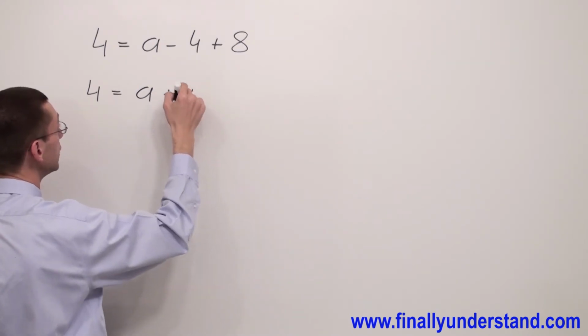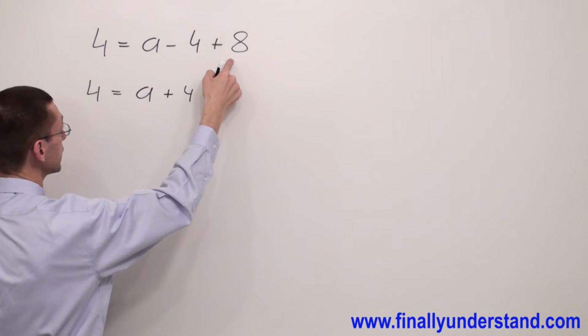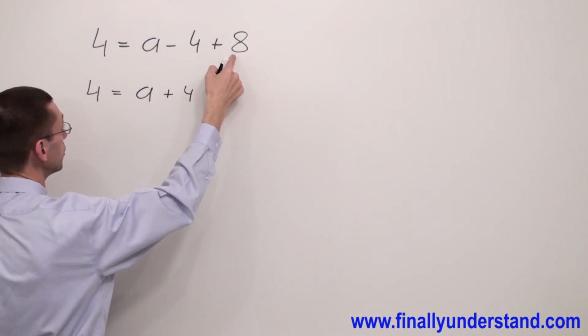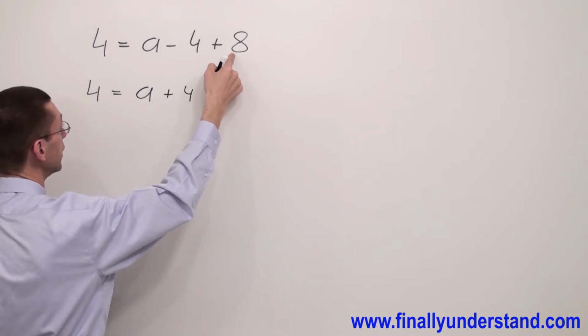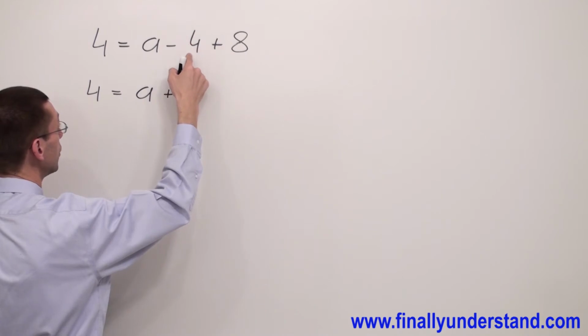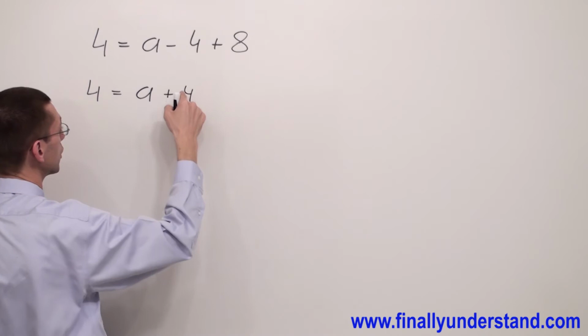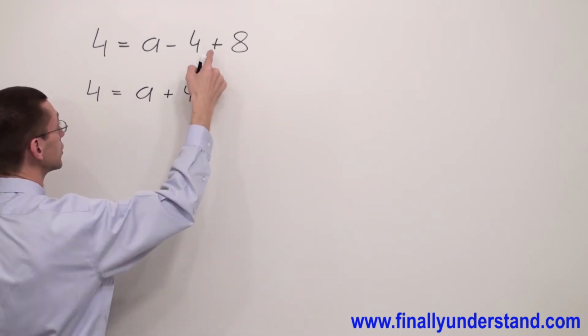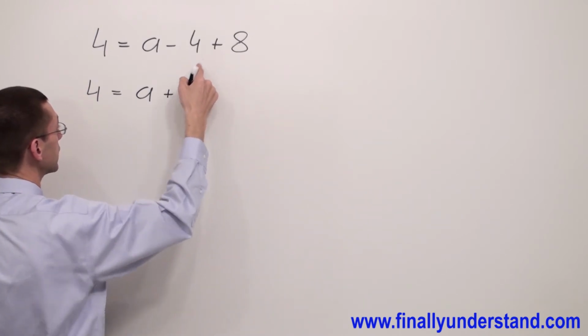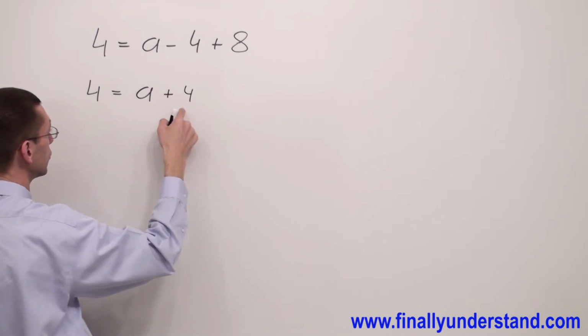Why? Because anytime you add a negative number to a positive, you're supposed to perform the subtraction from the bigger number, subtract the smaller number, and keep the sign of the larger number. 8 minus 4 is equal to 4, and I'm supposed to keep the sign which is next to the larger number. It's positive. That's why I have a plus 4.